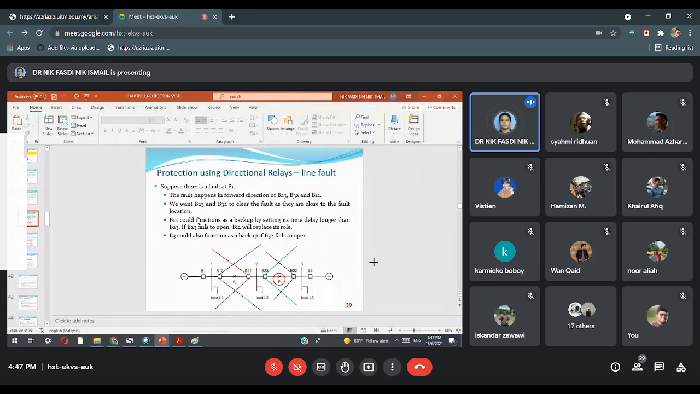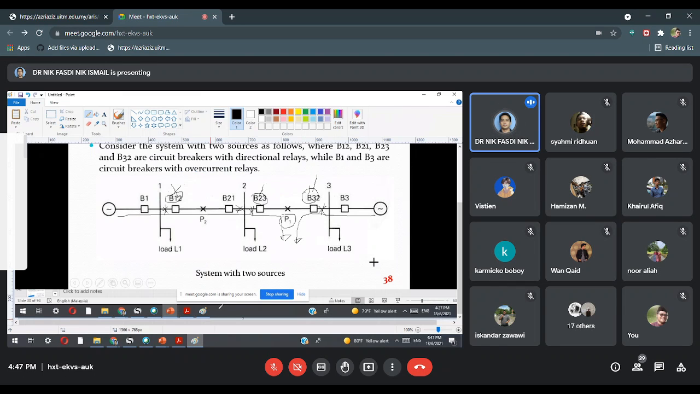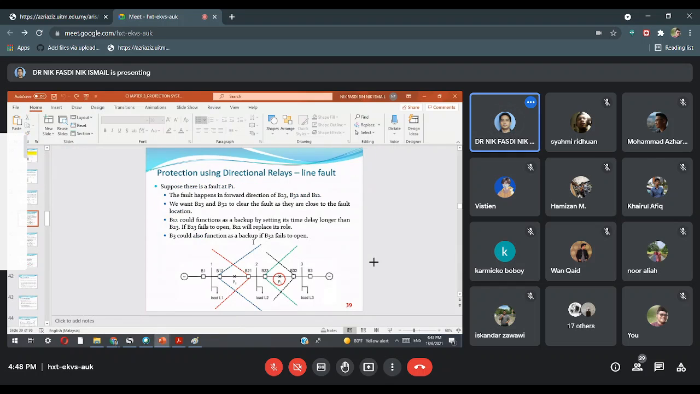Alright. B12 could function as backup by setting its time delay longer than B23. If B23 fails to open, B12 will replace its role. B3 could also function as backup if B32 fails to open. So maksudnya kat sini ada dua backup. Satu, kalau current breaker ni tak open, dia akan ada backup at breaker B12, tapi setting time delay dia agak lambat lah pada this one. And let's say if B32 tak open, the backup comes from B3. Okay, this is the explanation for this one.